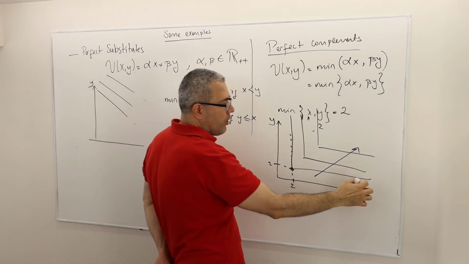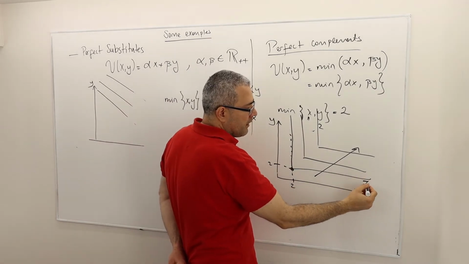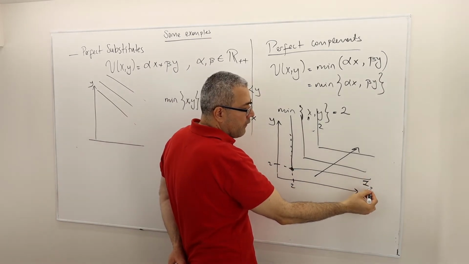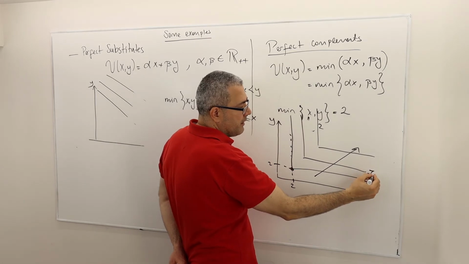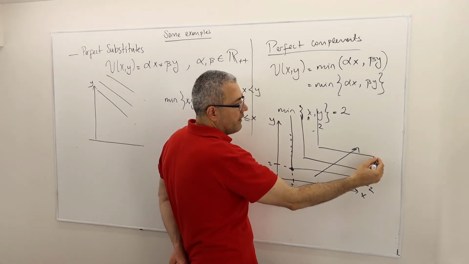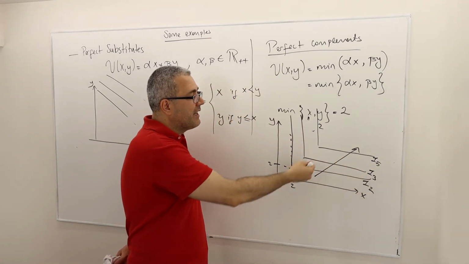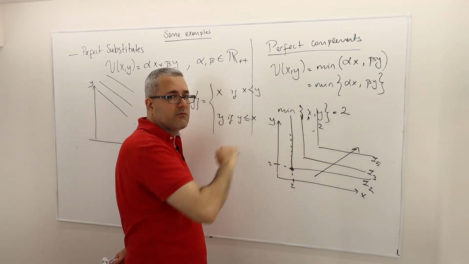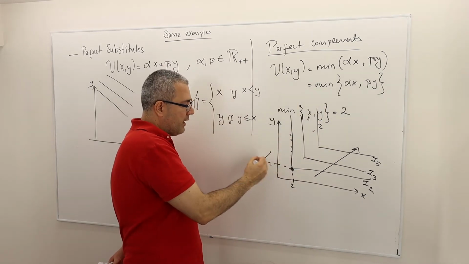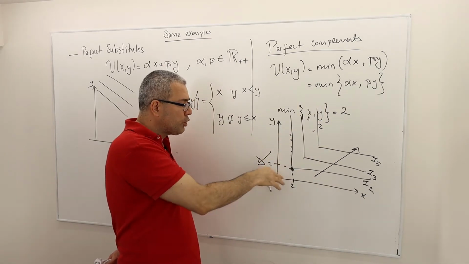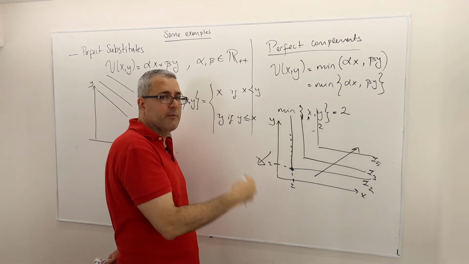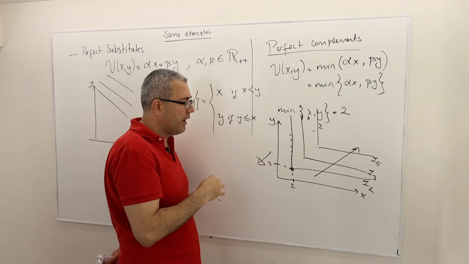So if I am drawing this indifference curve for utility level 2, this must be the indifference curve for utility level 3, this must be the indifference curve for utility level, I don't know, 5. So that means higher utility as we move in this direction, and therefore as we move towards the origin 0, 0, that means less and less utility.